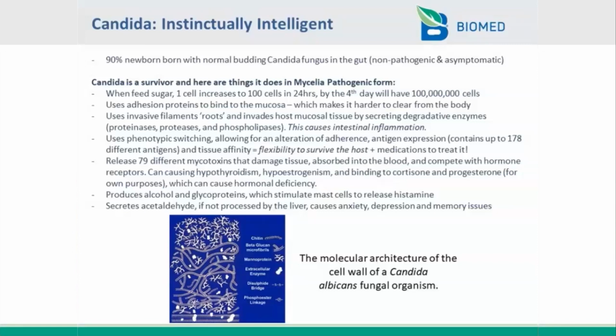It also produces and secretes alcohol and glycoproteins, which can stimulate mast cells to release histamine, so you get these allergic reactions, which again comes back to the gluten and also to the irritable bowel. And then finally, it secretes aldehyde. And if the liver is not able to process the aldehyde out of the body, then it affects the blood-brain barrier, and you can start to see more mental and emotional symptoms like anxiety, depression, and memory issues.